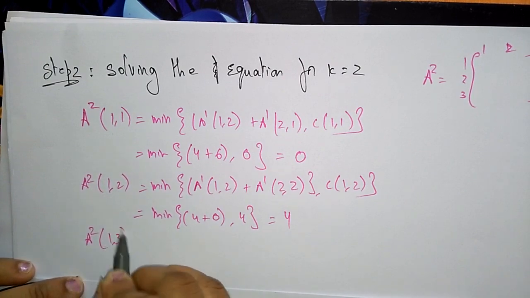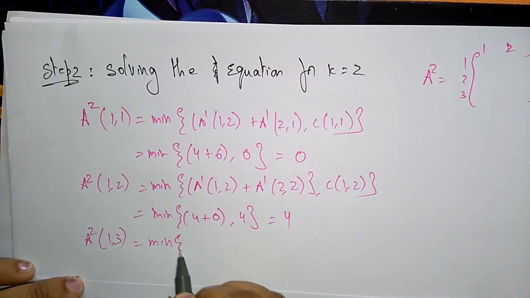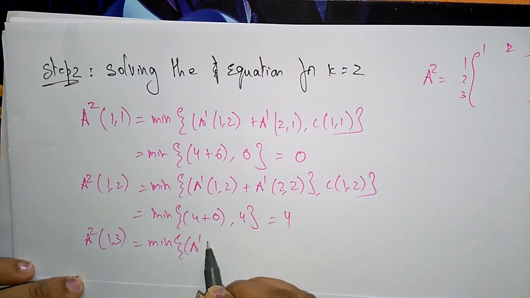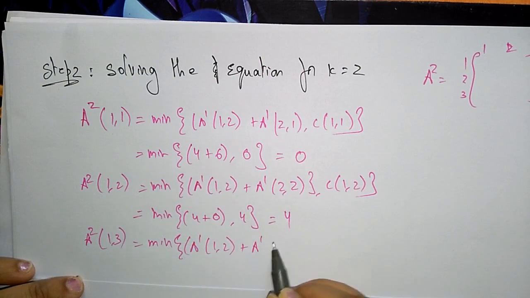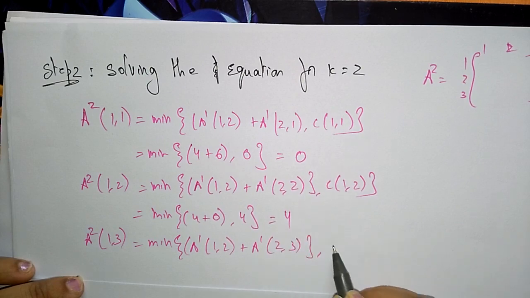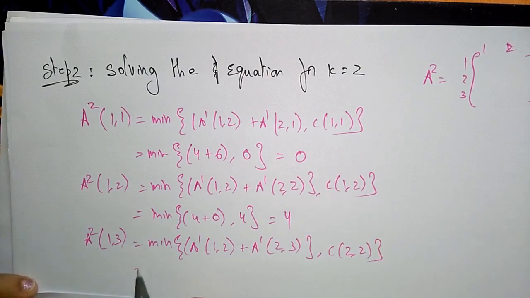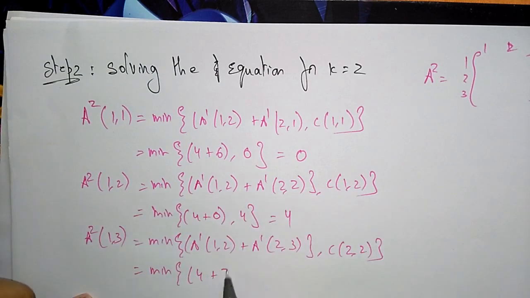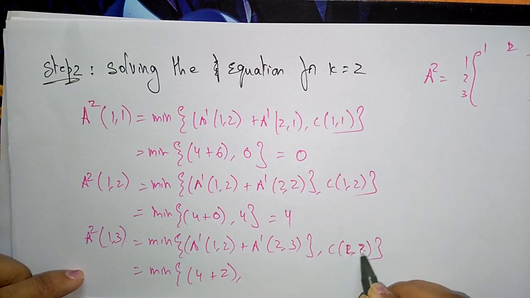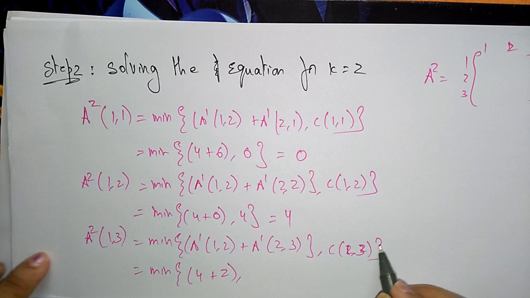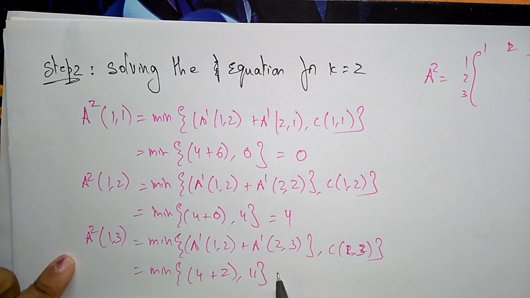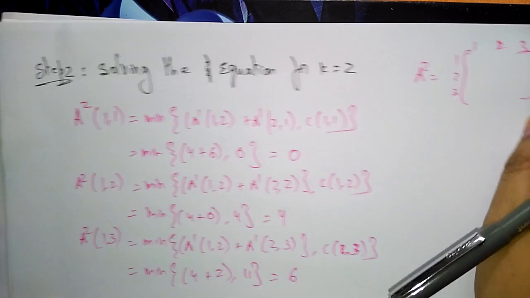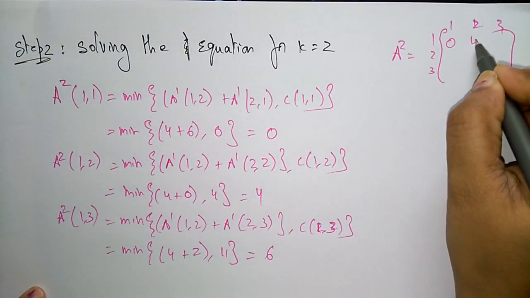A2 of 1 comma 3. So just apply the formula: A1 of 1 comma 2 plus A1 of 2 comma 3, comma C of 1 comma 3. So the cost 4 plus, what is the cost of 2 3? The cost of 2 3 is 2. 4 plus 2, comma, and the cost of 1 3 is 11. So 6. So the first row of the matrix we got here is 0 4 6.